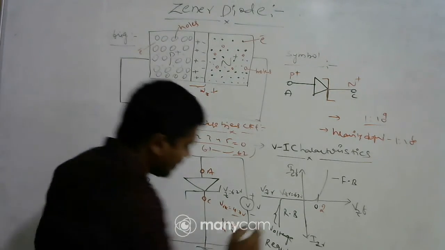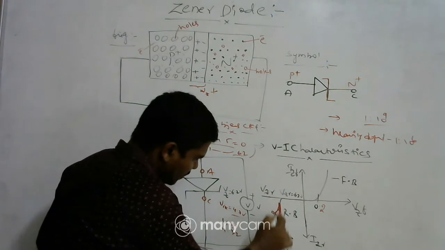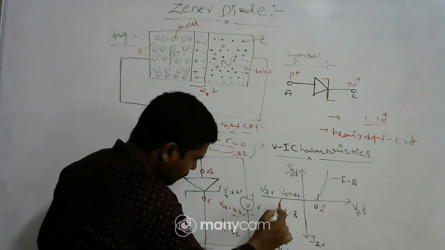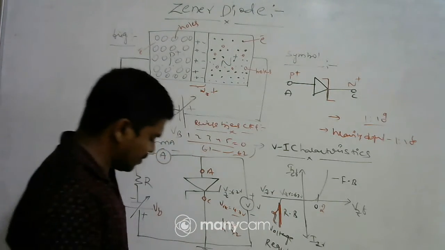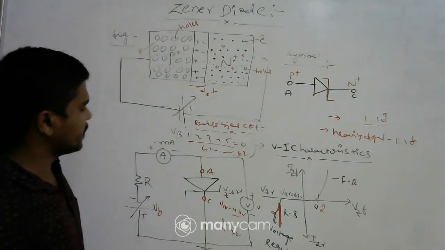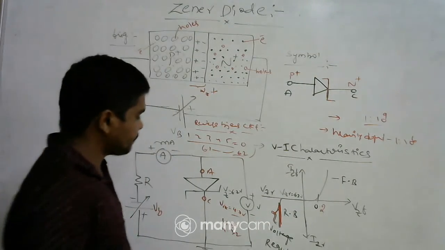So that is the diode acting as a voltage regulator. See here, in this region the voltage is completely constant. So this acts as a voltage regulator or stabilizer. This is about the Zener diode.